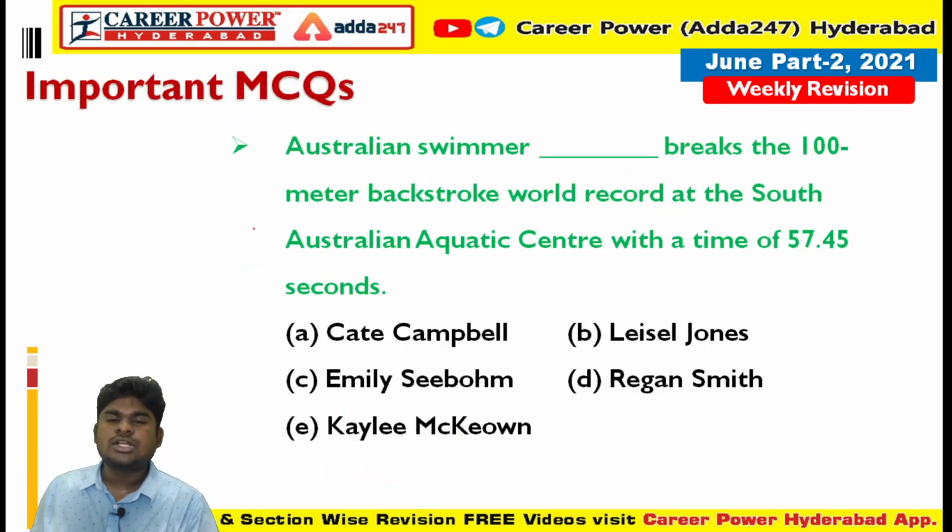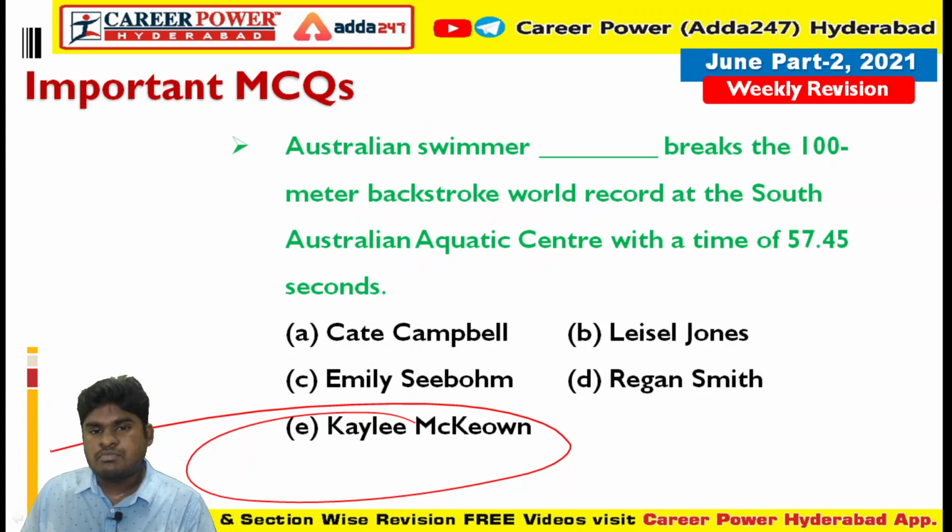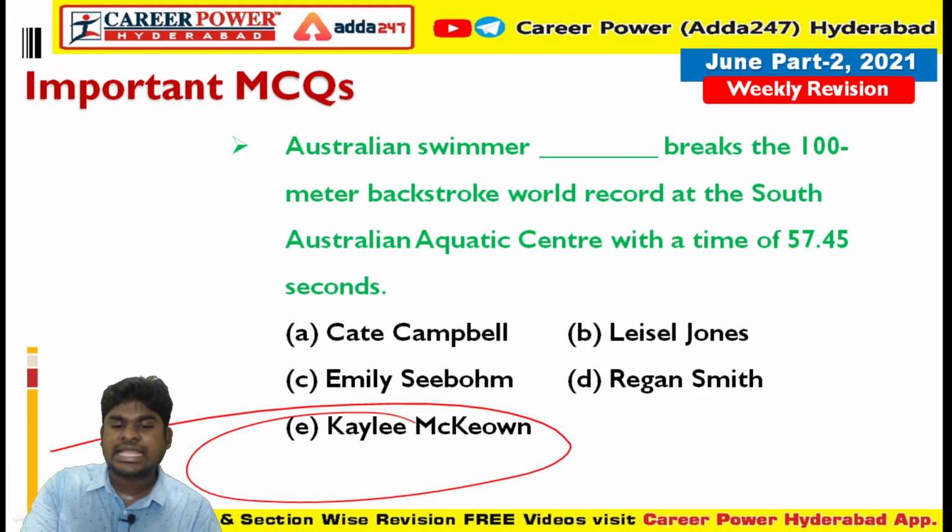Next question. Who is that Australian swimmer who broke the 100-meter backstroke world record? The answer is Kyle Chalmers.